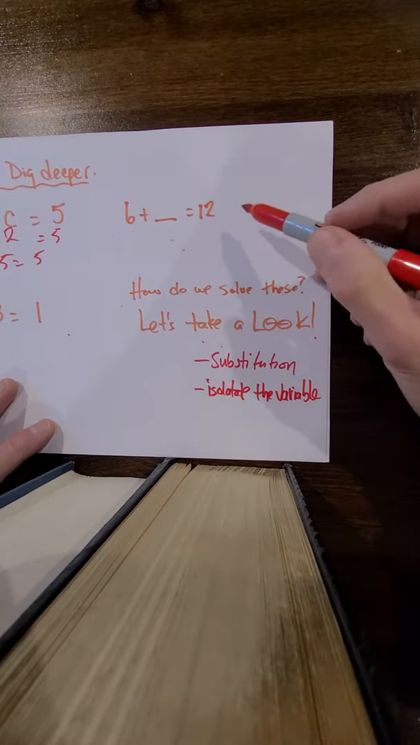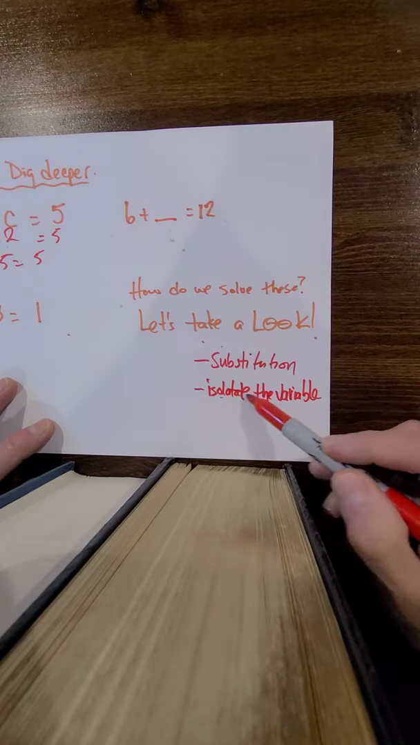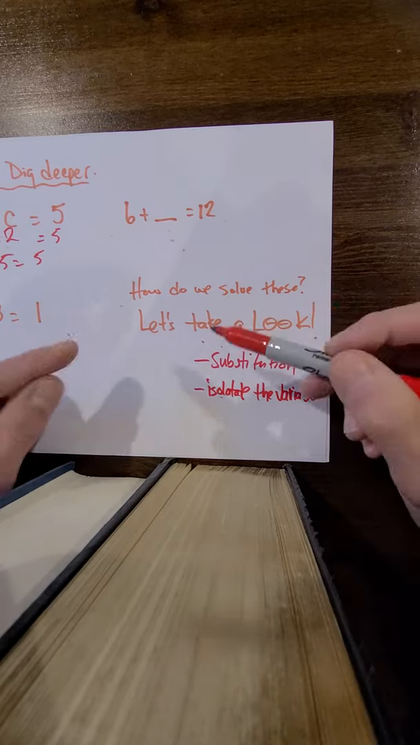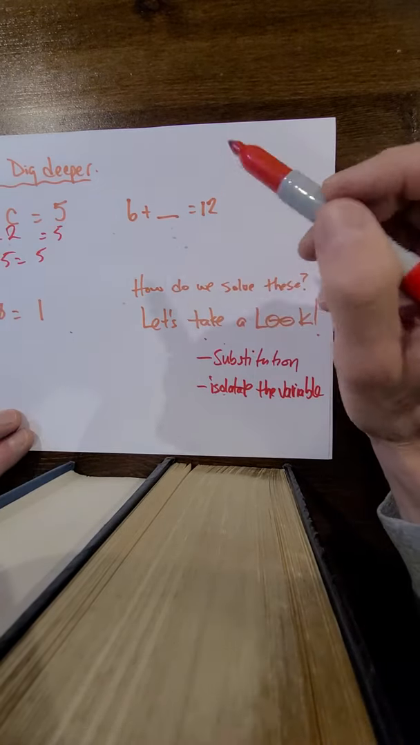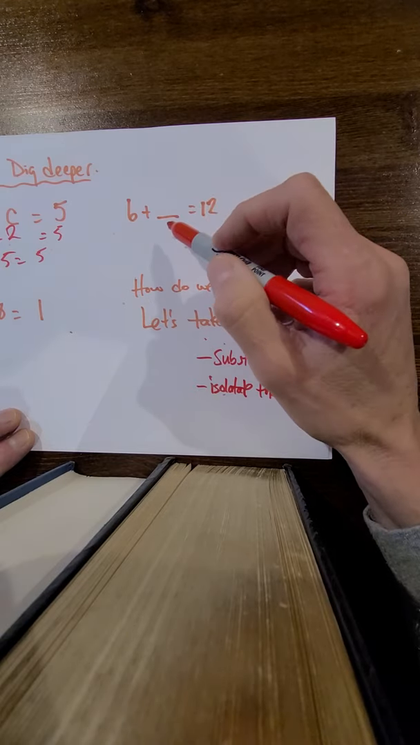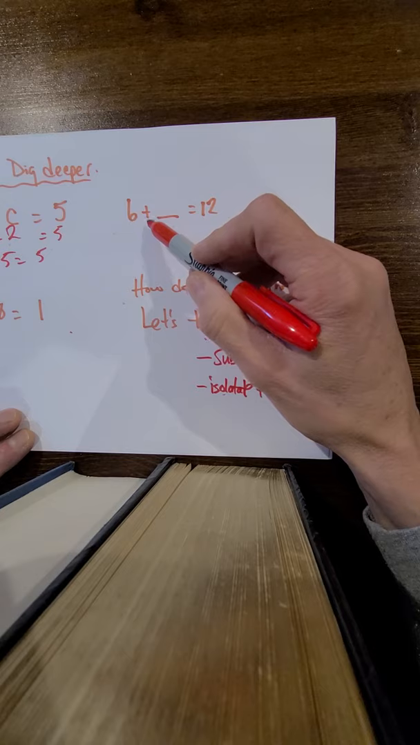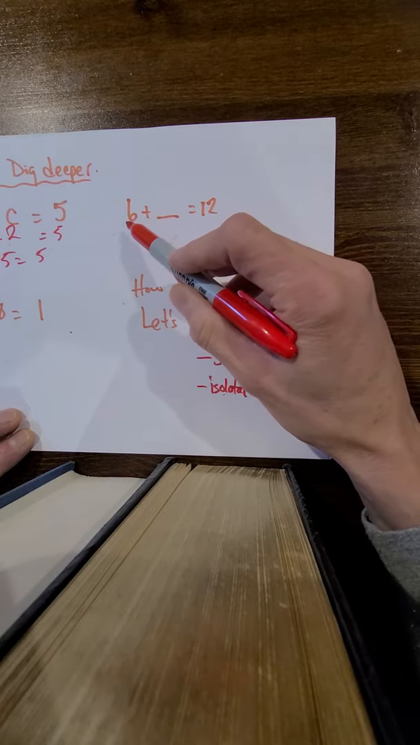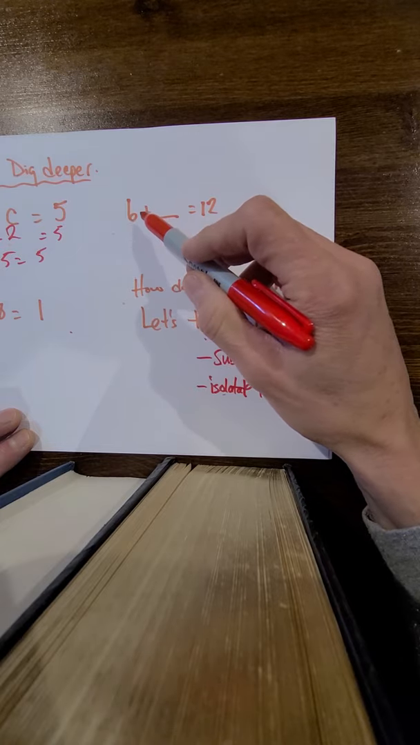So if I want to get this answer here, the second method is isolating the variable. In other words, you need to get this variable here all by itself. How do we do that? Well, several things to keep in mind. First, you need to look at the operation sign. Secondly, you want to get this term away from this side. So how do we do it?